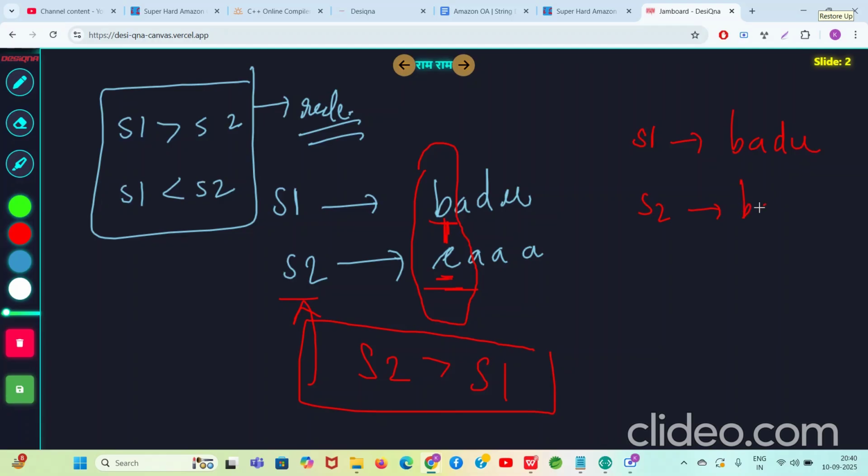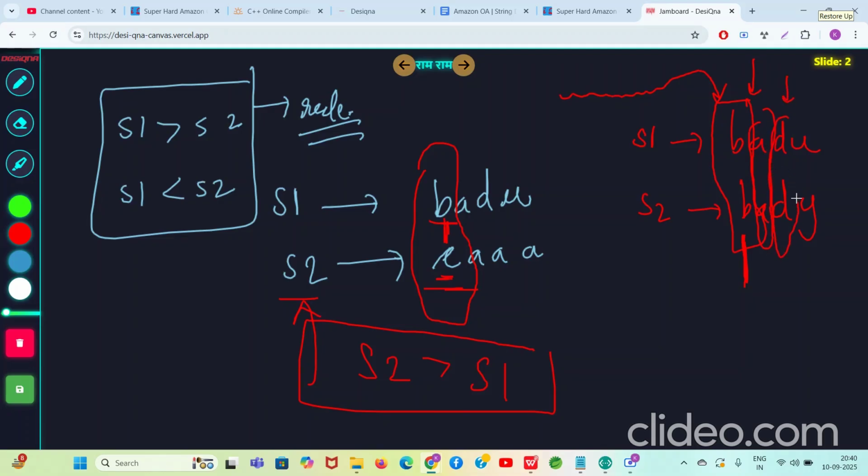BADU, BADY. Now, what algorithm will you do on this? From the left, you'll go to the first position. Here also B is coming, here also B is coming, so nothing to check here. They are equal. Now check the second character. At the second position also in both the strings A is coming, so nothing to check. Check the third character.